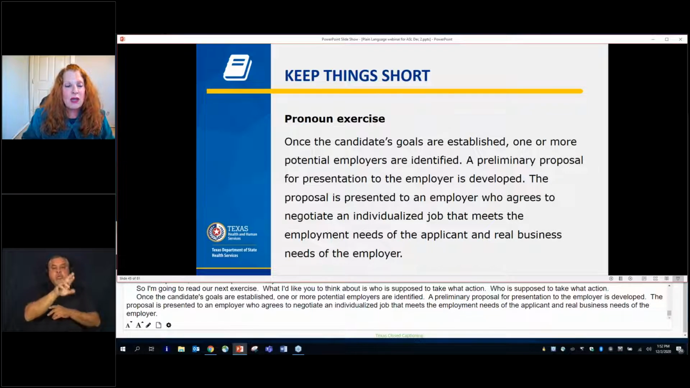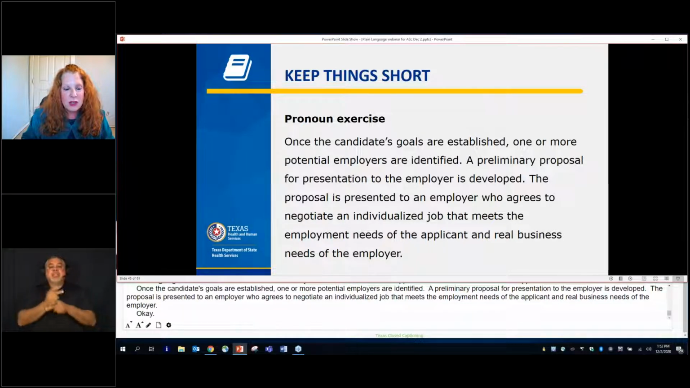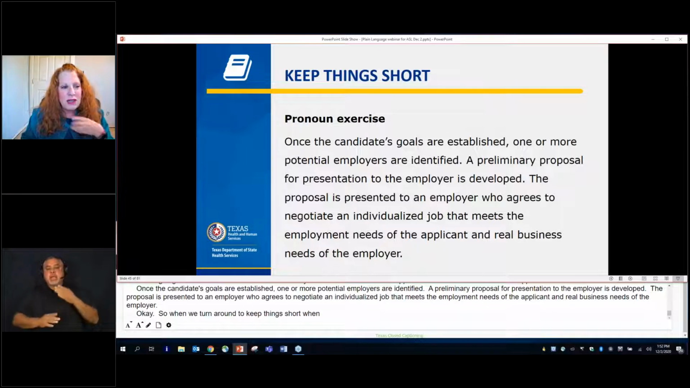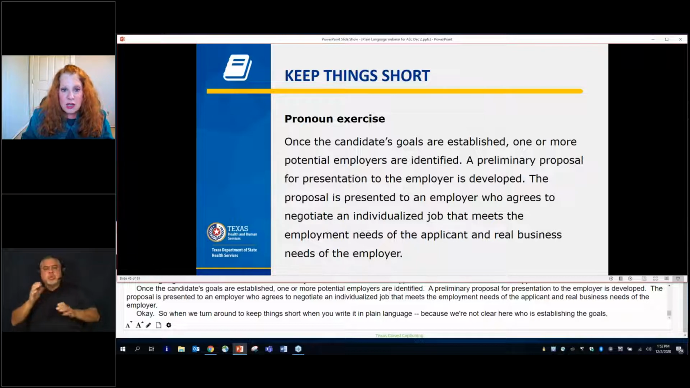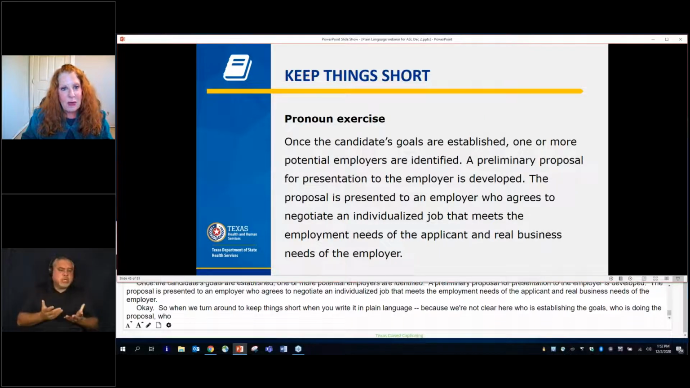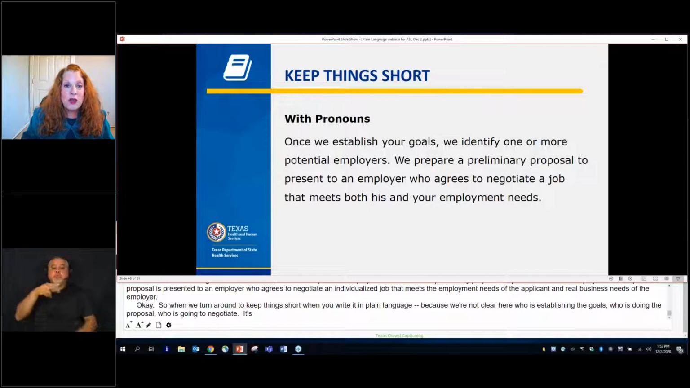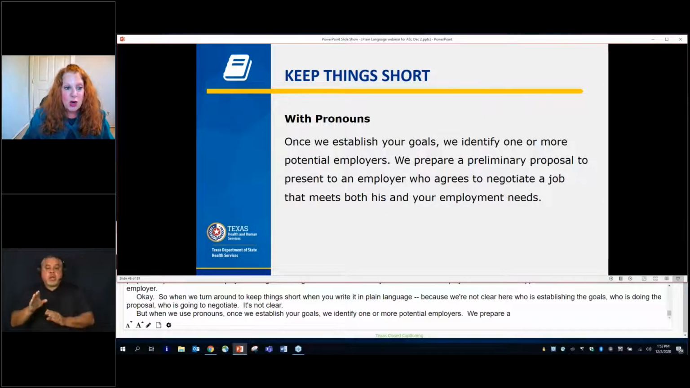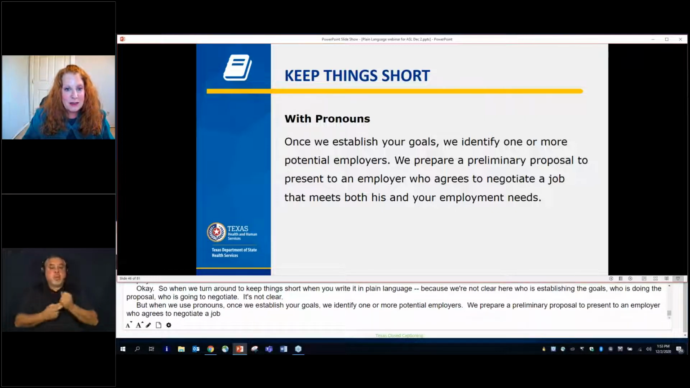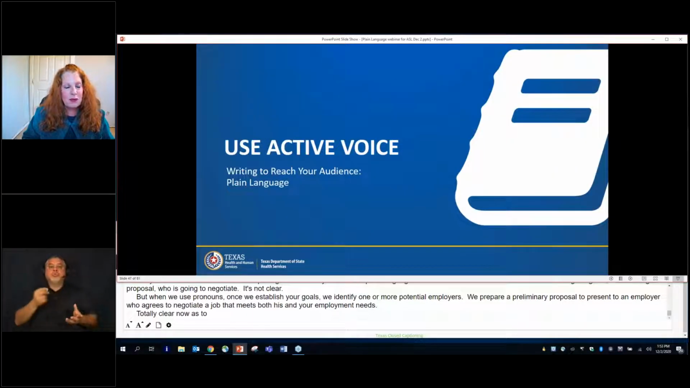Okay, so when we turn around to keep things short and write this in plain language, because we're not clear here who's establishing the goals, who's doing the proposal, who's going to negotiate. It's not clear. But when we use pronouns, once we establish your goals, we identify one or more potential employers. We prepare a preliminary proposal to present to an employer who agrees to negotiate a job that meets both his and your employment needs. Totally clear now as to who is supposed to take what action.